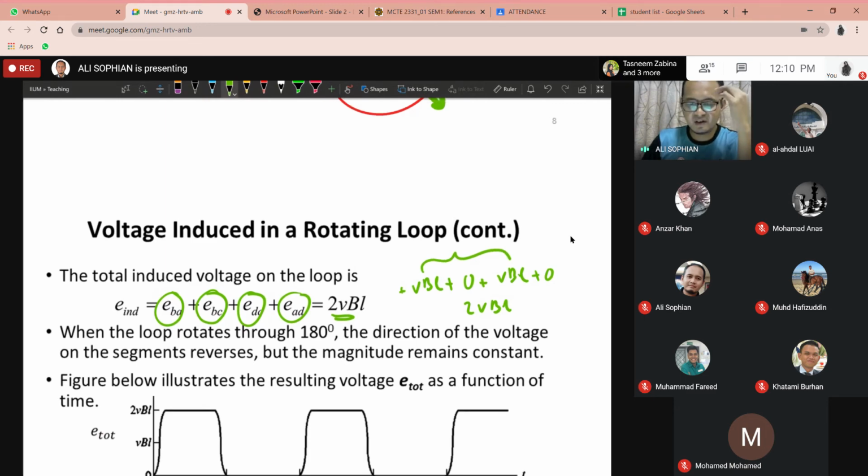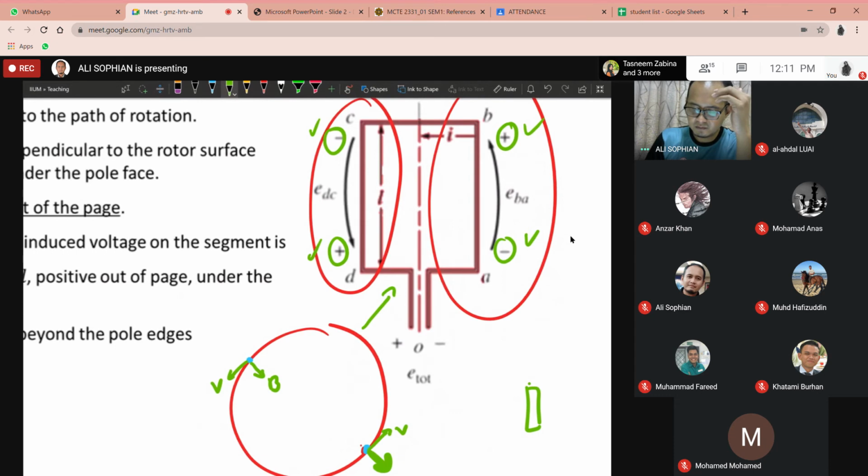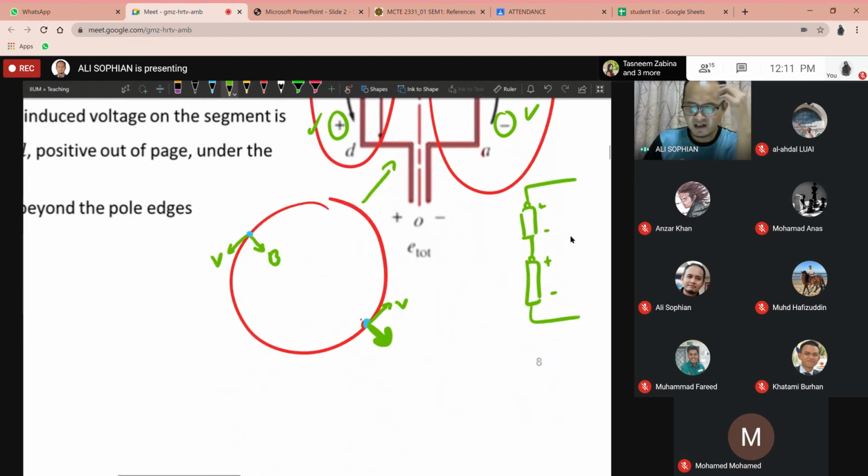If you look at here, minus positive and minus positive, just like if you imagine, this is going to be like a battery. You got two batteries, you connect them in series. The way you connect it is positive, negative, positive, negative. You connect the positive side of one into the negative. So the total will be 2 times the voltage of its battery. That's exactly what we've got here, 2 times VBL.